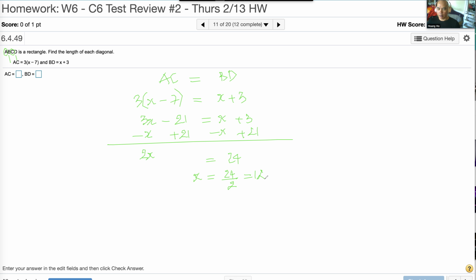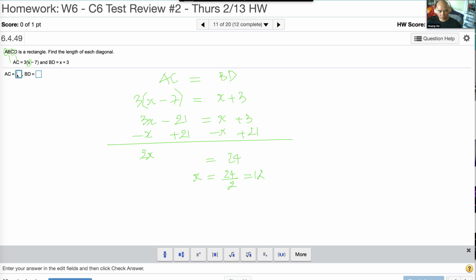Okay. But they ask you for AC, they do not ask you for x. So go over here, substitute x with 12. So 12 subtract 7, that's a 5. 5 times 3, that's a 15. So the answer here is 15. Alright. And since the two diagonals are congruent, BD should also be 15. But you can double check the answer over here: 12 plus 3 is also 15. So that is correct.